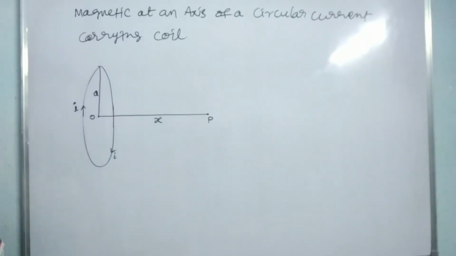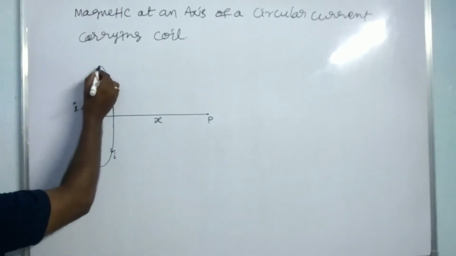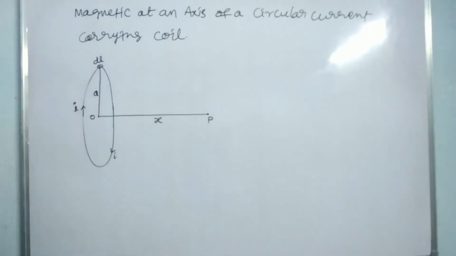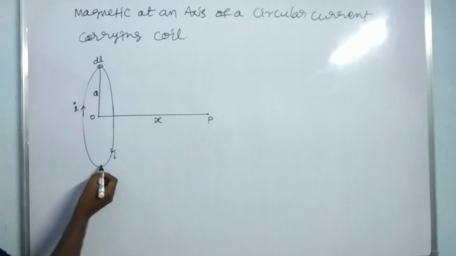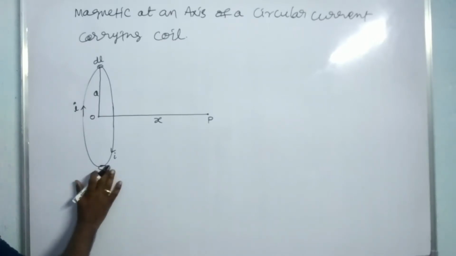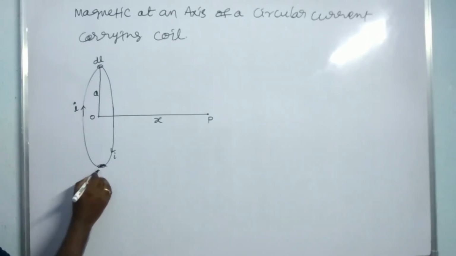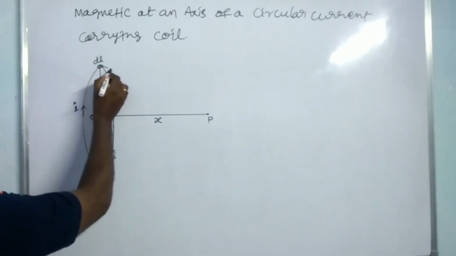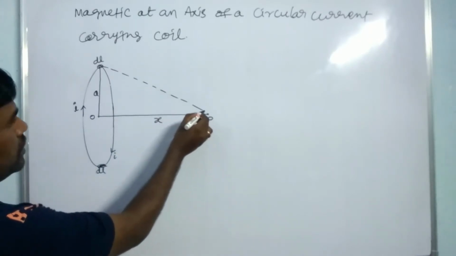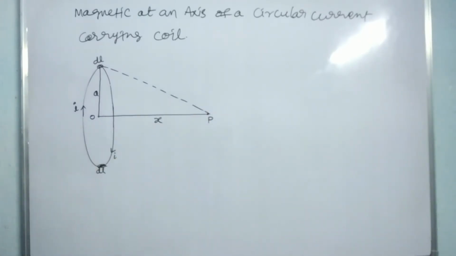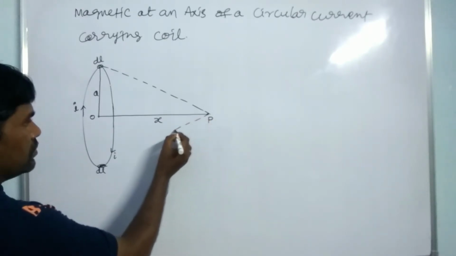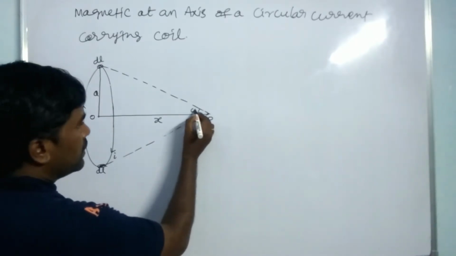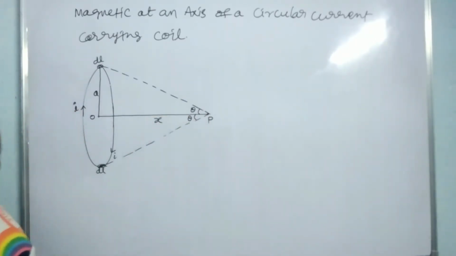Here we have to assume there is a smallest element dl here, and here, the smallest element dl. From this point we have to join a line to the point P. The angle made by this is theta.